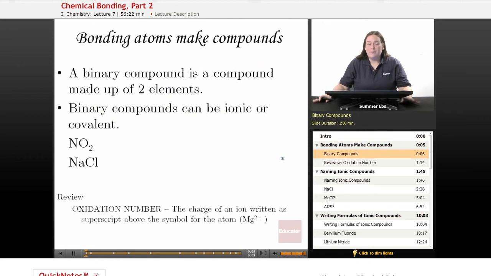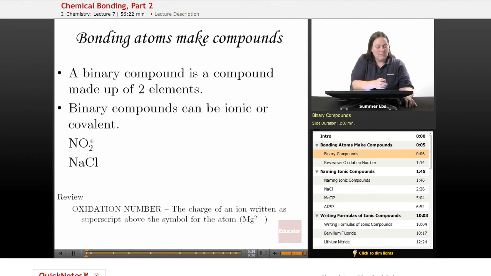So we took atoms and we made chemical bonds to form compounds. What we're looking at right now are binary compounds, which are compounds made up of two different elements. Not necessarily two atoms, but two different elements. Binary compounds can be ionic or they can be covalent.